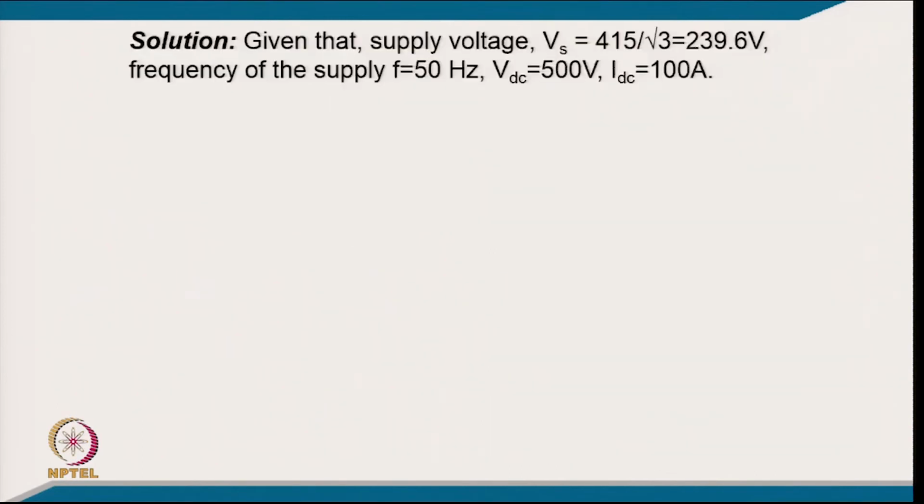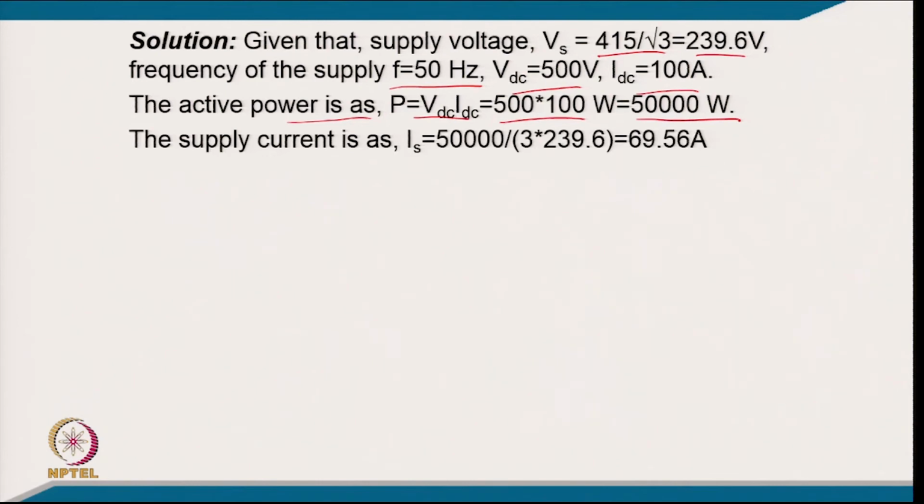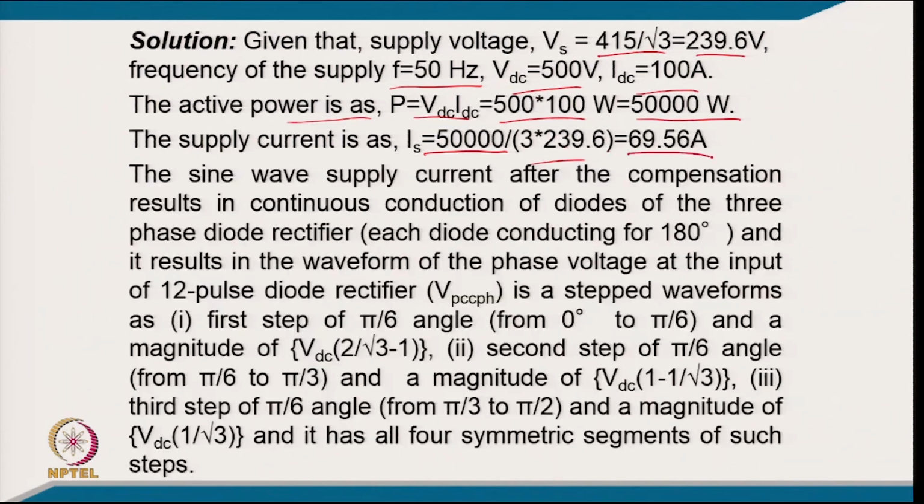Coming to the numerical part of this solution, given that the supply voltage is Vs equal to 415 by root 3, that is 239.6 volt, the supply frequency is 50 hertz, the DC link voltage is 500 volt, and the DC link current is 100 ampere. We can calculate the active power drawn from the supply, P equal to VDC times IDC, that is 500 into 100, so it comes to 50 kilowatt or 50,000 watt. The supply current is power divided by 3 into phase voltage 239.6, with power factor unity, so it comes to 69.56 ampere.